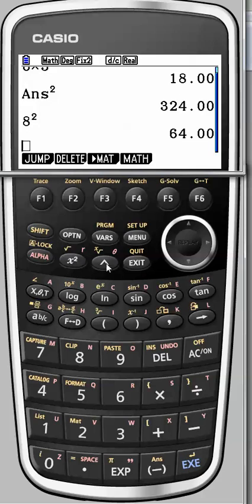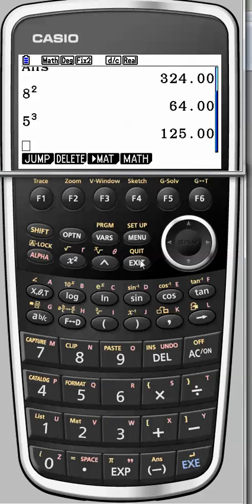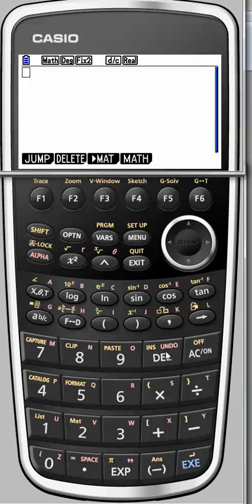So fairly easy key. This is my key if I want to raise it to a different power, 5 to the 3rd power, and so on. And exit doesn't really do too much here. Let's go ahead and delete all this. I could delete a line or delete all. I may be going too fast for you, but you can always pause and relook.